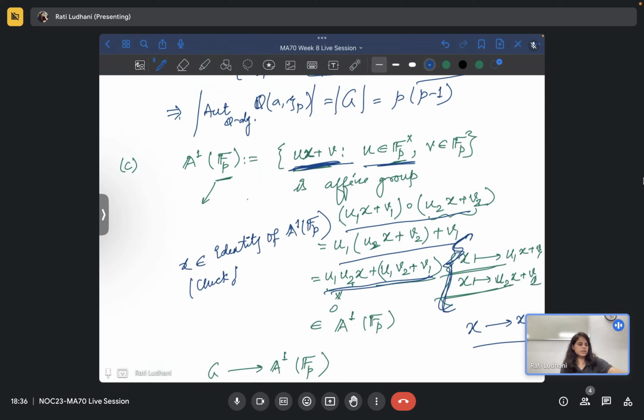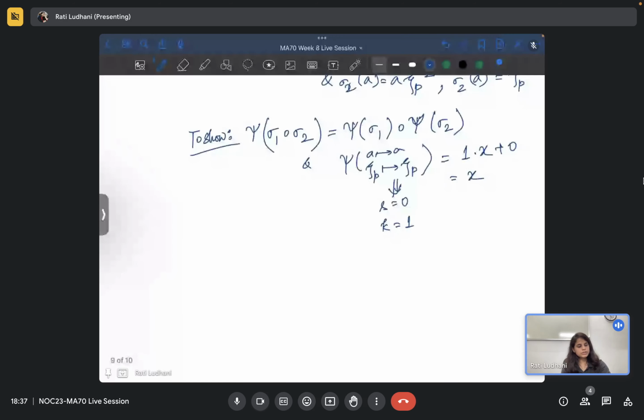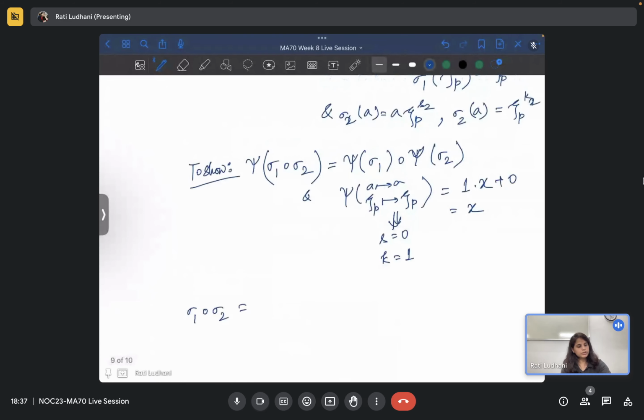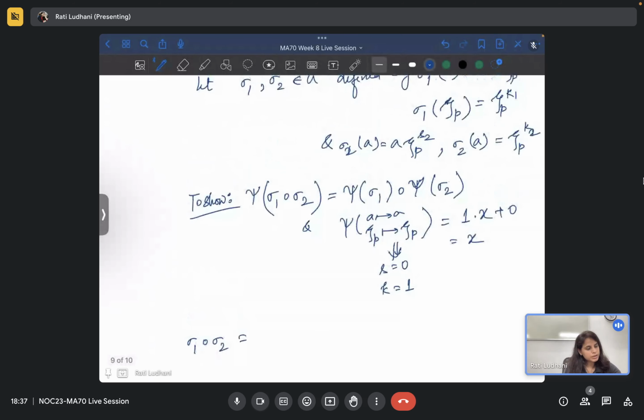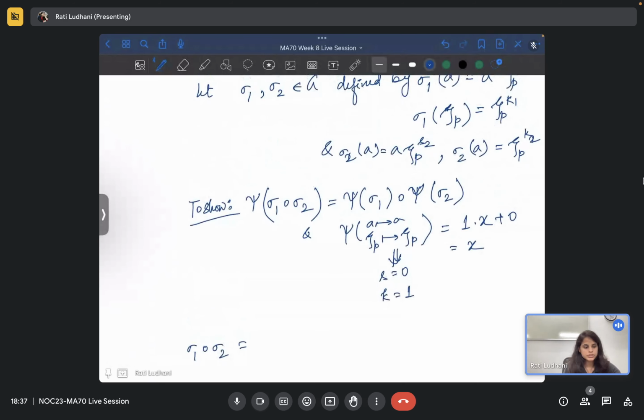Actually, this can be seen directly with the function. You can also see it from here. So we just need to see what is sigma 1 of sigma 2. Now we know where it is mapping. Sigma 2 is mapping a to a zeta p raised to power s.